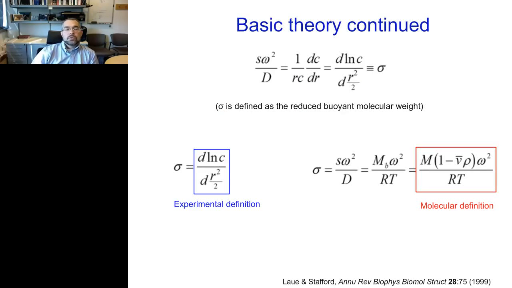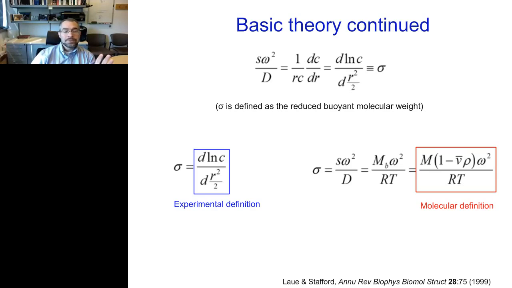So what we're going to do now that we rearranged these terms is define this parameter called sigma, which is the reduced buoyant molecular weight. And there are two ways to think about sigma and what it means. On the left-hand side, we can think of this in terms of an experimental definition. This term tells us that sigma describes the curvature of that stable concentration gradient. It's a change in the natural log of the concentration as a function of the radial position. Okay? So it describes the shape of the curve.